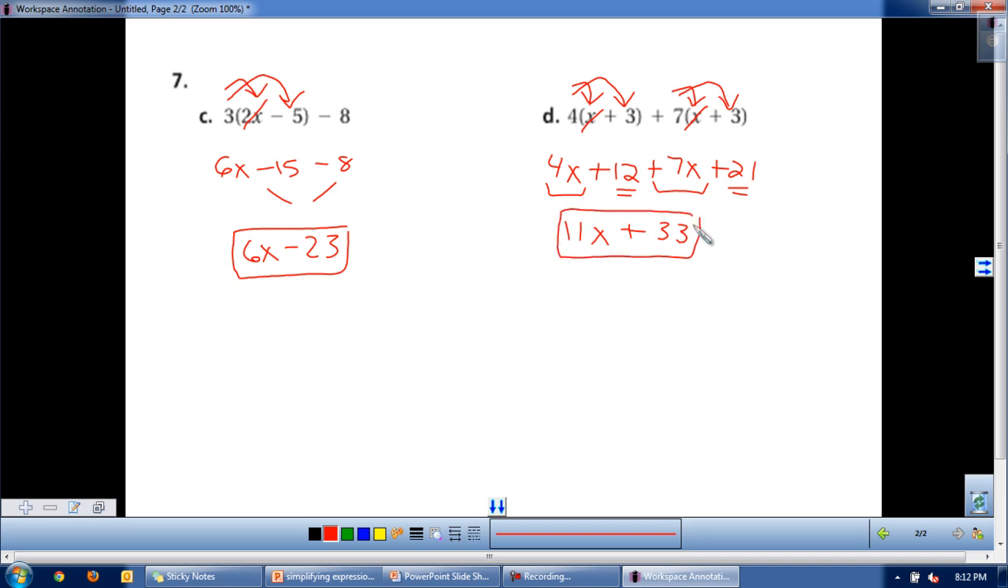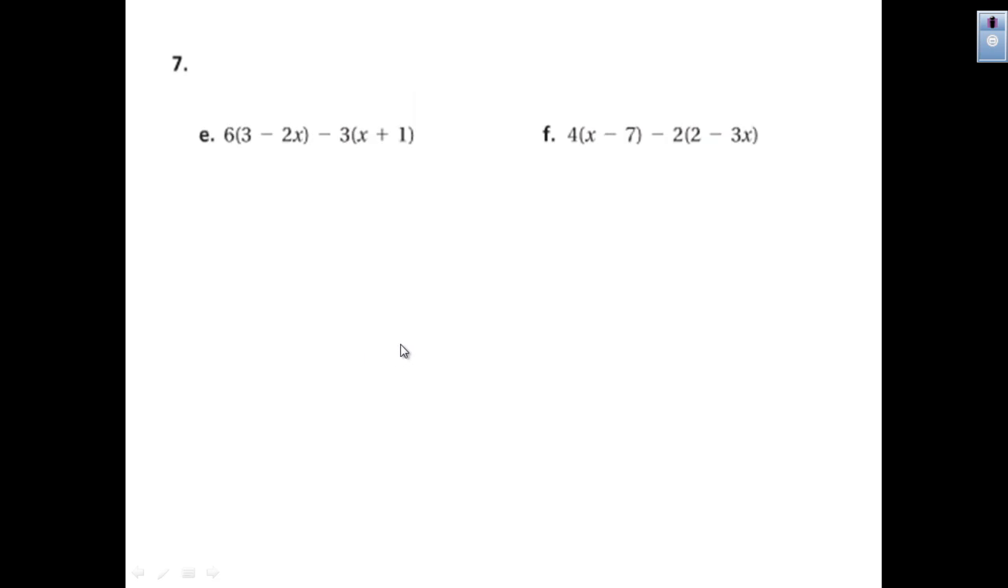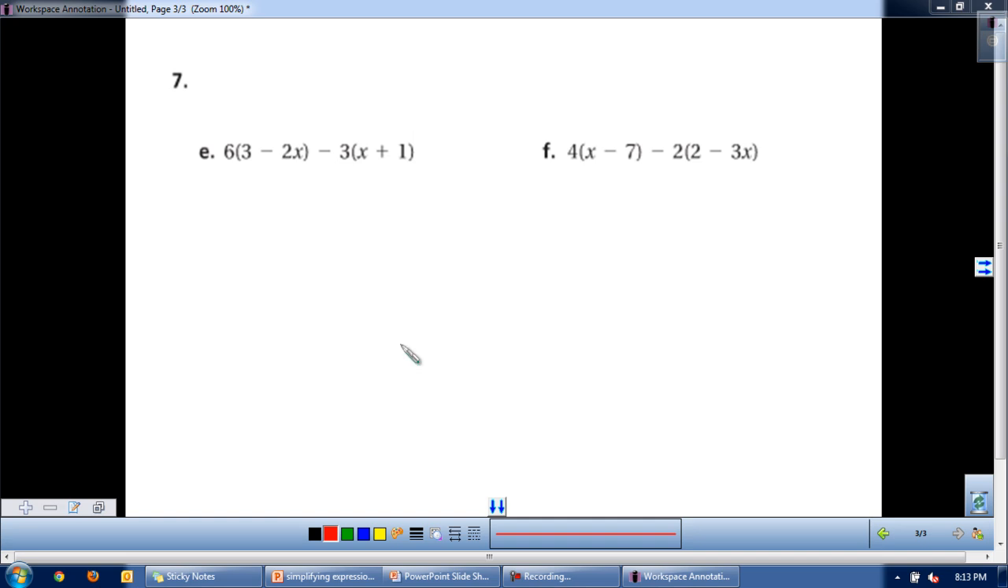Alright, hopefully simplifying expressions is getting easier and easier. Let's do one more set of examples. Again, pause the video to give yourself some time to work on these examples on your own. And then when you're ready, you can continue the video to check your answer with mine. Okay, we'll use blue this time.